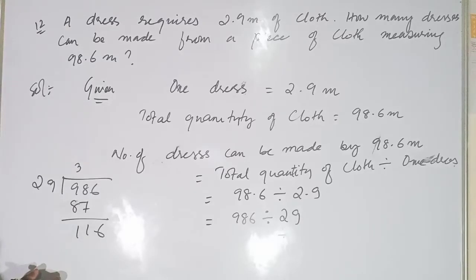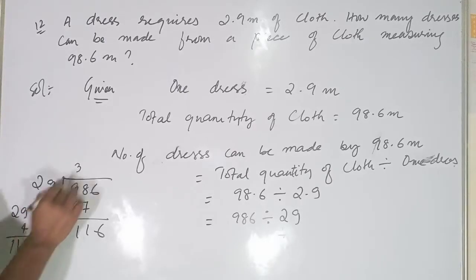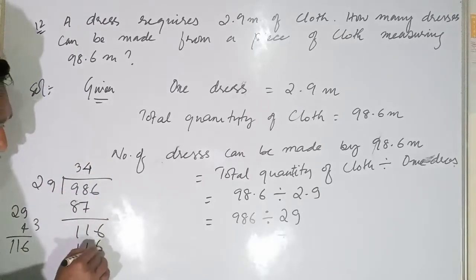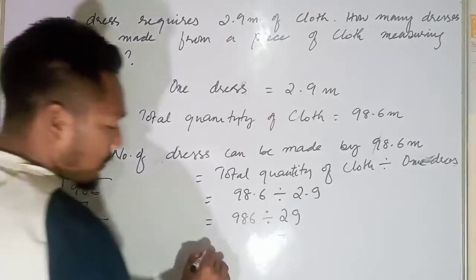29 fours. 9 fours are 36, 4 twos are 8, plus 3 is 11. So how much is it? 34. How many dresses can we make? 34. We can make 34 such dresses.